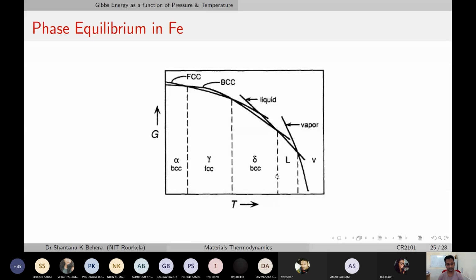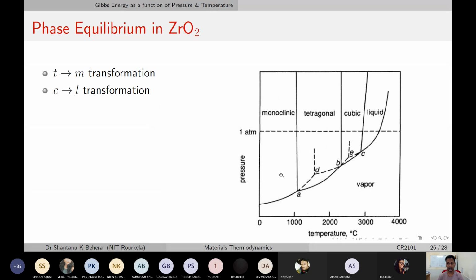All right. Likewise, we can talk about a ceramic system, which is this one. This is a system of zirconium dioxide. It's one of the most important ceramic materials. It has many different applications in chemical engineering, in mechanical engineering, in high temperatures. It's a wonderful material.